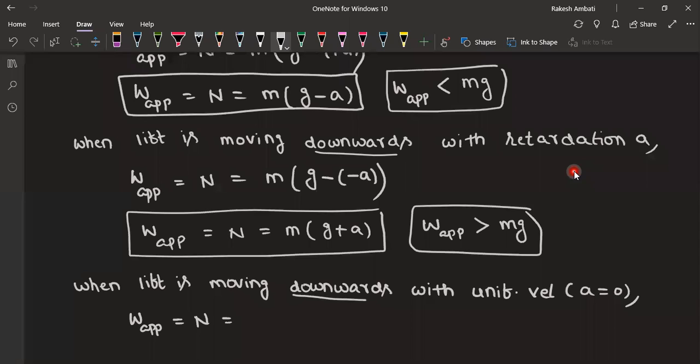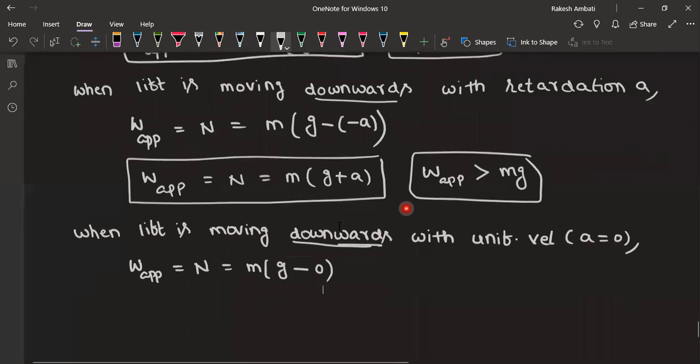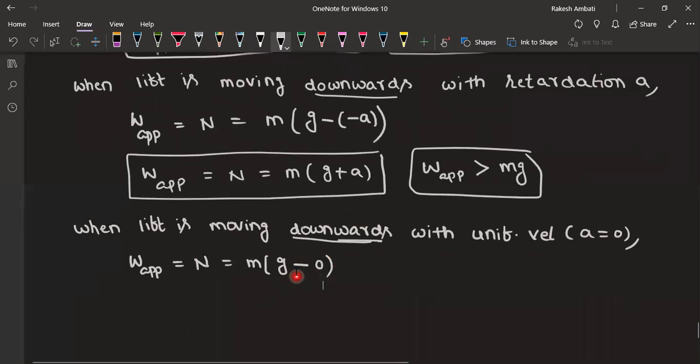Here the lift is moving downwards, so we have to follow the formula m into g minus a. But the value of a here is 0. So the effective gravity g minus a, with acceleration 0, gives apparent weight equal to normal force equal to mg.